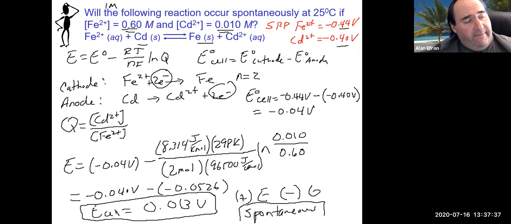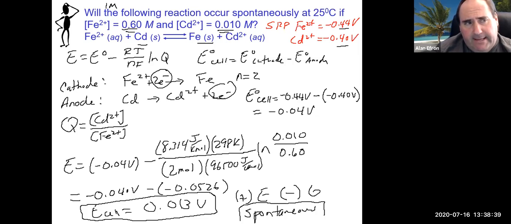In the example we finished up on last time, when we calculated E of the cell under standard conditions, using the SRP values from the table and taking cathode minus anode, we had an E of the cell of about minus 0.04 volts. A negative cell voltage usually means the reaction is non-spontaneous and reactants are favored. A positive cell voltage means the reaction is spontaneous, leading to a negative delta G, and the product side would be favored and we would make more products.